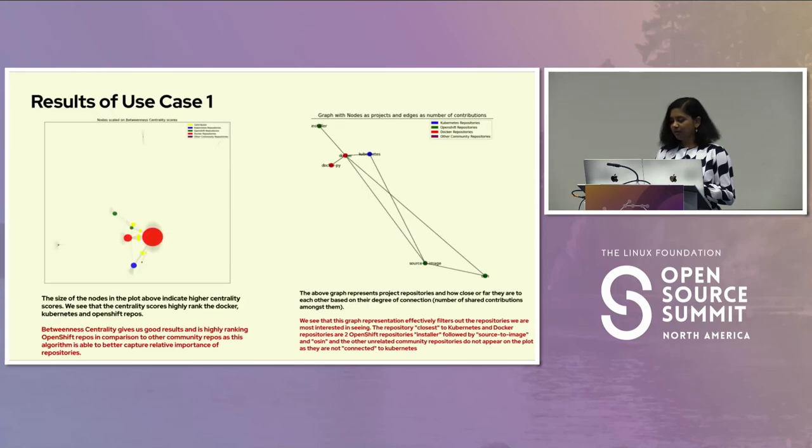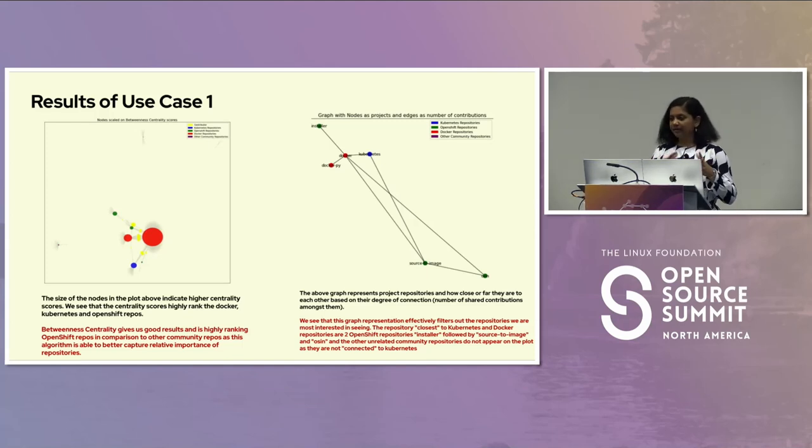Some of the results that we started getting from this: firstly, if you look on the left side, you see the betweenness centrality algorithm scaling all the nodes. The large red nodes that you see correspond to your Docker repositories. The blue nodes correspond to Kubernetes, and then you have the green nodes, which correspond to OpenShift repositories.